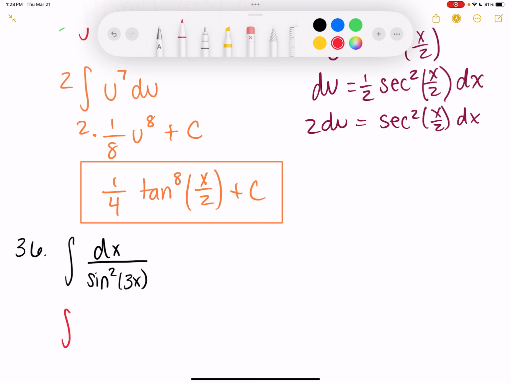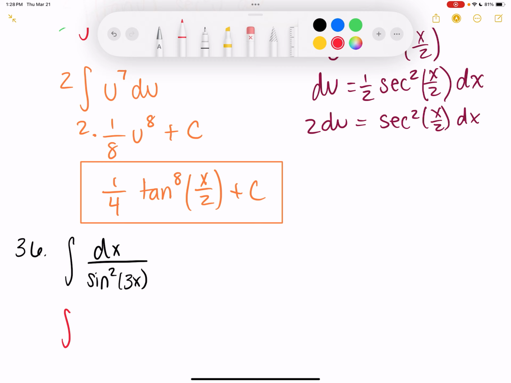So this would be the integral of what? 1 over sine squared of 3x. I don't know, I said it wrong. Maybe you're telling me the wrong way to rewrite this. Are you just trying to get me to rewrite it as 1 over sine squared of 3x dx? That is what I thought we were doing.